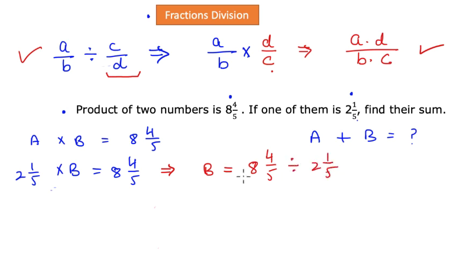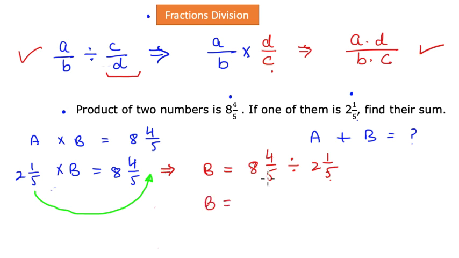Now you will wonder how we arrived at this step so quickly all of a sudden. Well, if you look here, there is 2 1/5 in multiplication with B. All I'm doing is transposing this number to the right hand side of the equal sign, and when I do this, the number 2 1/5 goes into division with 8 4/5. And that is how you arrive at this step. Now let's try to solve it.